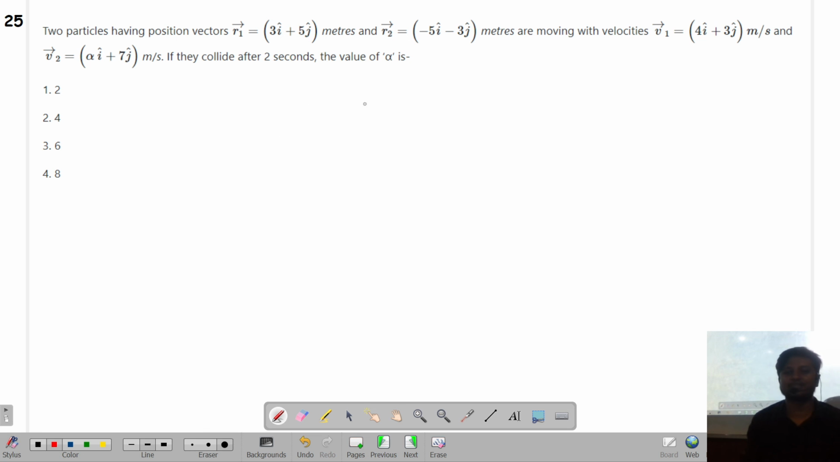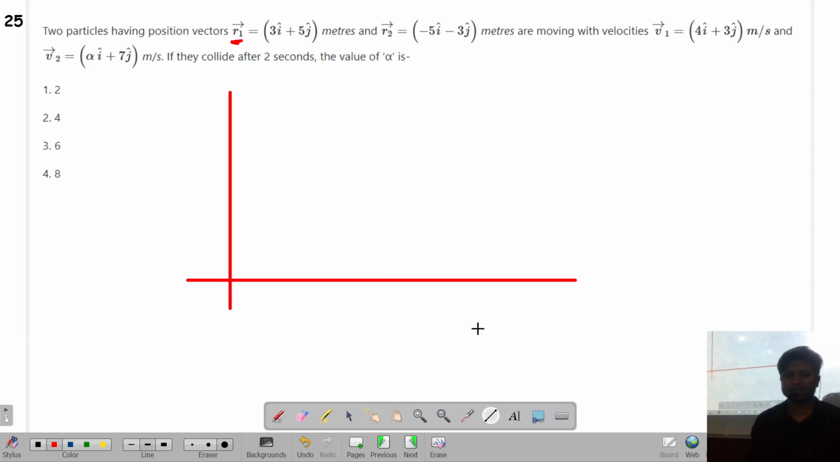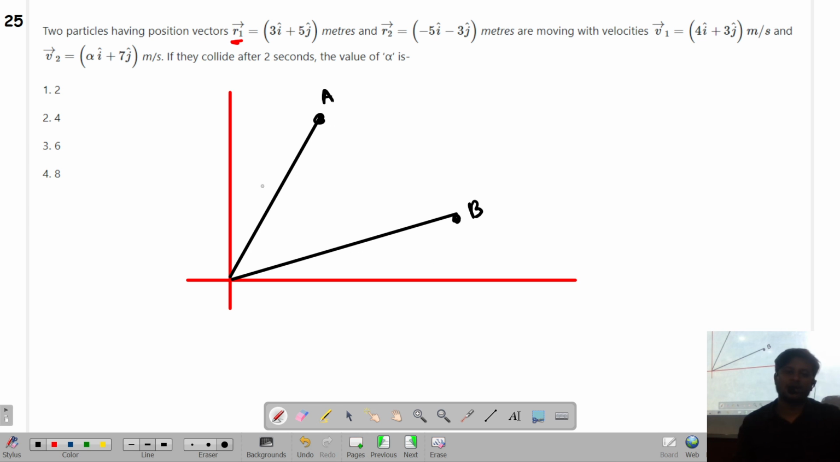Okay, now look over here. See this question. What is given? Two particles, R1 is 3 i cap plus 5 j cap, and R2. Look over here, I'll draw the Cartesian coordinates. Two particles are located at R1 and R2. This is particle A and this is particle B. R1 coordinate is given for it, R2 coordinate is given for it.